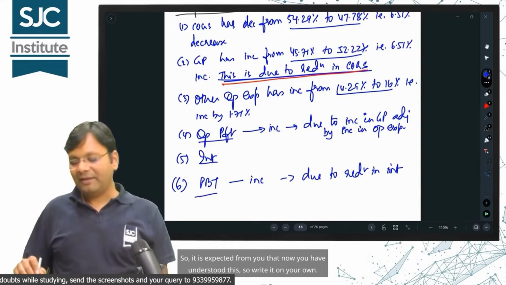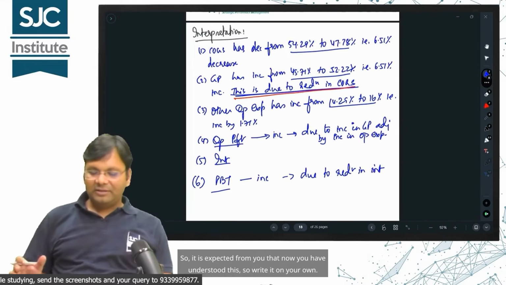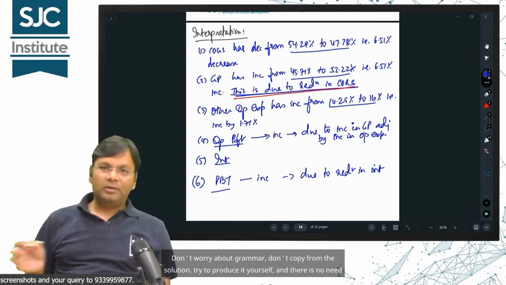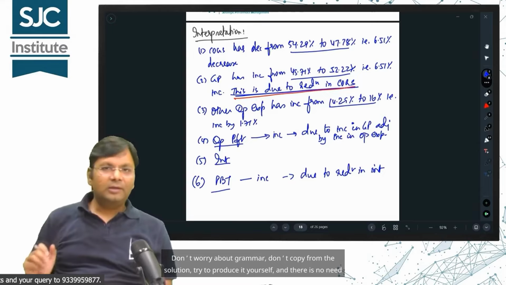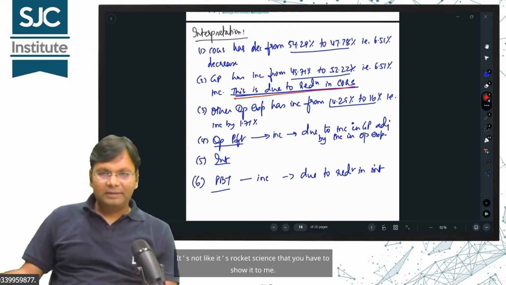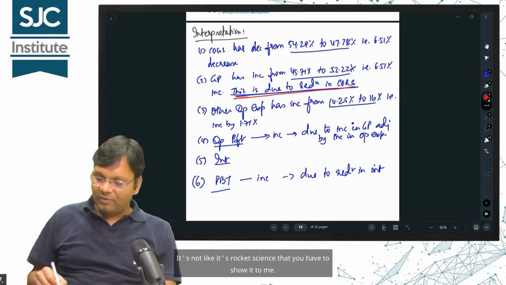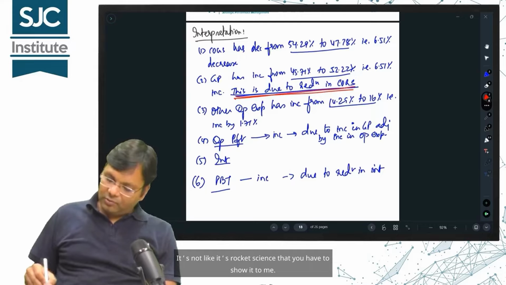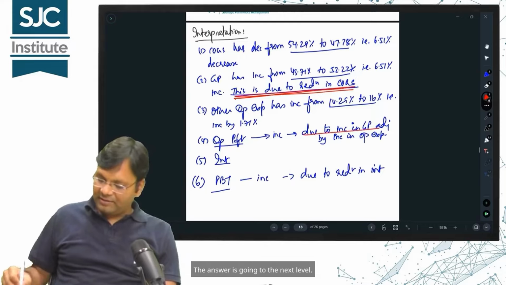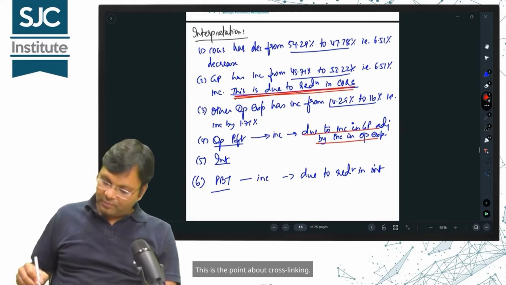So, it is expected from you that now you have understood this, so write it on your own. Don't worry about grammar. Don't copy from the solution. Try to produce it yourself, and there is no need to show it to me. It's not like it's rocket science that you have to show it to me. If you do cross-linking, that's good. The answer is going to the next level. This is the point about cross-linking.